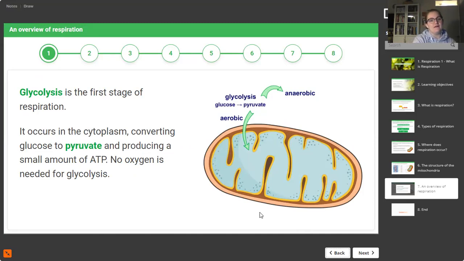So that is glycolysis. Now, glycolysis occurs in the cytoplasm of the cell. It's not going to occur inside the mitochondria. This is happening in the cytoplasm of the cell. And the point of glycolysis is it converts glucose into a molecule called pyruvate. And it produces a very, very small amount of ATP. And no oxygen is needed for glycolysis. What actually happens is glycolysis breaks down glucose, and it doesn't just make one molecule of pyruvate, it makes 2 molecules of pyruvate.